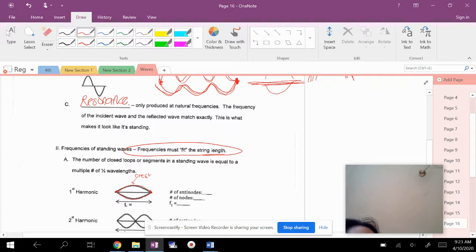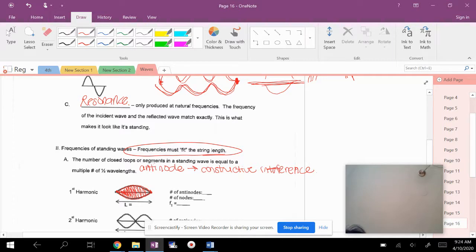So this bubble shape, what I call here, is called an antinode. And an antinode is basically when you have constructive interference in a standing wave. So this area looks like this because this is all constructive interference.